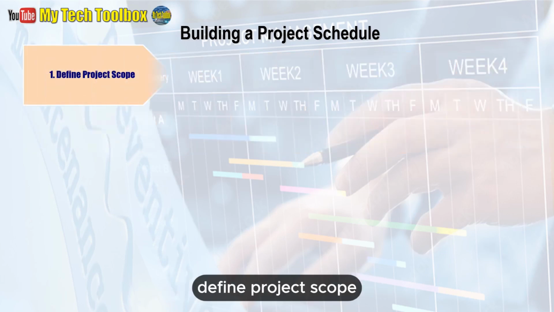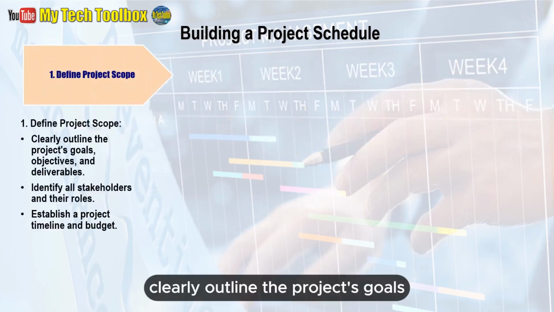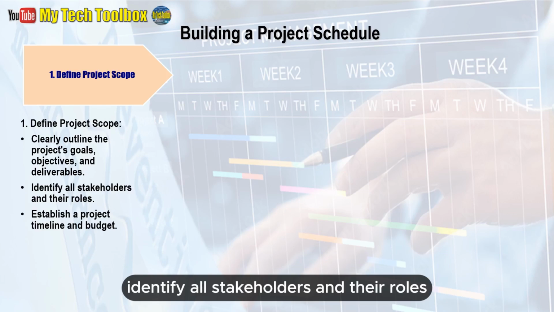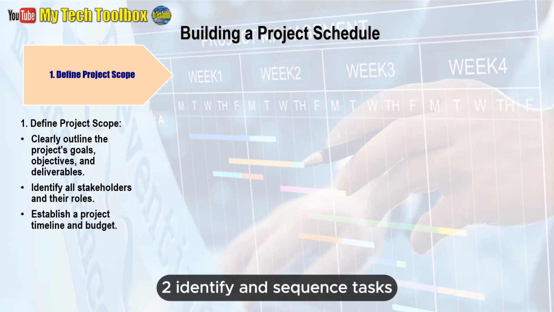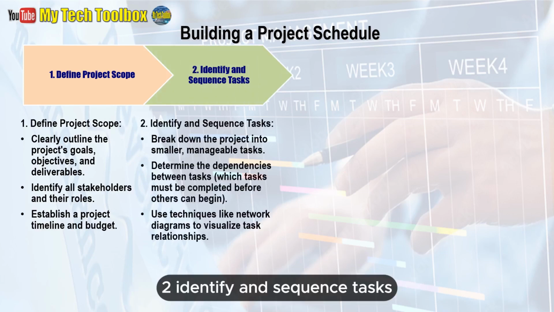1. Define project scope. Clearly outline the project's goals, objectives, and deliverables. Identify all stakeholders and their roles. Establish a project timeline and budget. 2. Identify and sequence tasks.